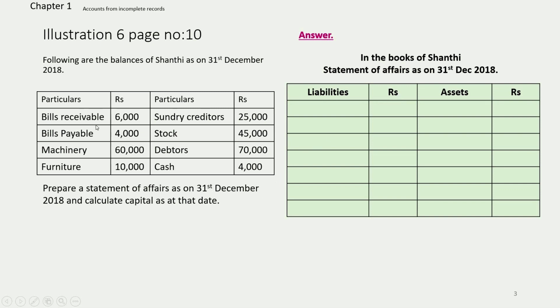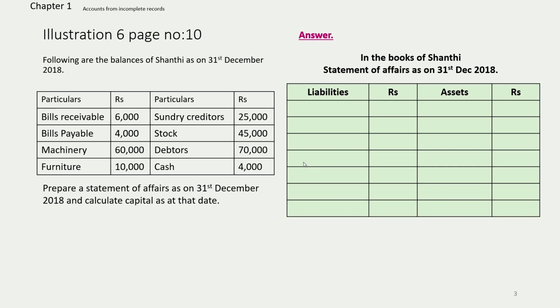Now, let us see what are the assets and what are the liabilities. Bills receivable, is it an asset or liability? Asset. Bills payable is a liability. Machinery, asset. Furniture, asset. Sundry creditors, liability. Stock, asset. Debtors, asset. Cash, asset. So, now we have found out what are the assets and what are the liabilities.